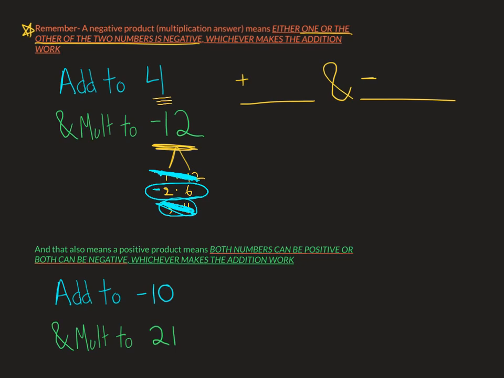Now we just got to figure out where the negative goes to make a positive answer. It's got to go on the smaller number, like it's on the 2 right now. So we're going to have a negative 2 and a positive 6. Those make it work, okay?